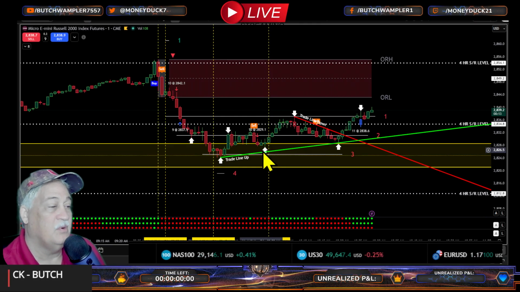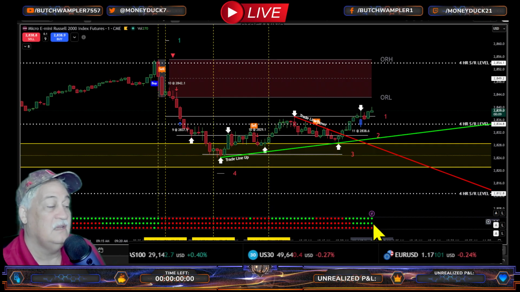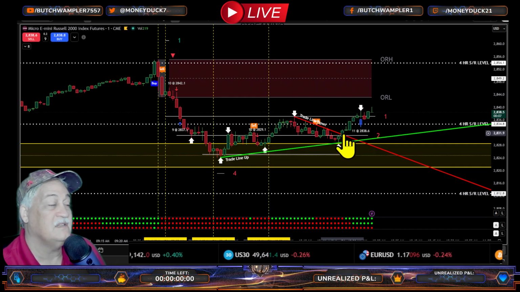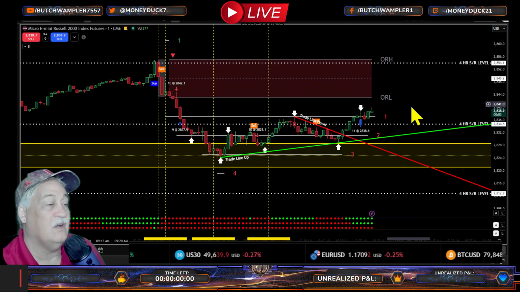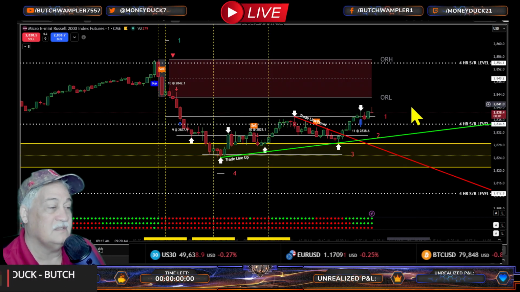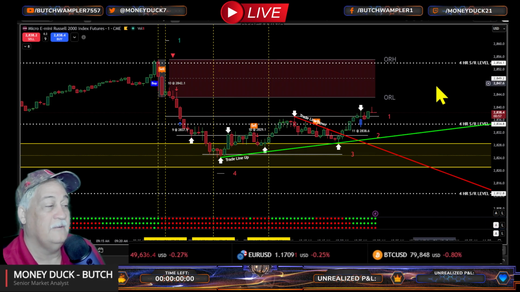It would be a pullback trade because we do have the 2 time frames in green. You could have done it earlier here, but I just held my position. But you could get in now. It's a little riskier because it's against the 1 hour, but that's okay. You can take that trade.